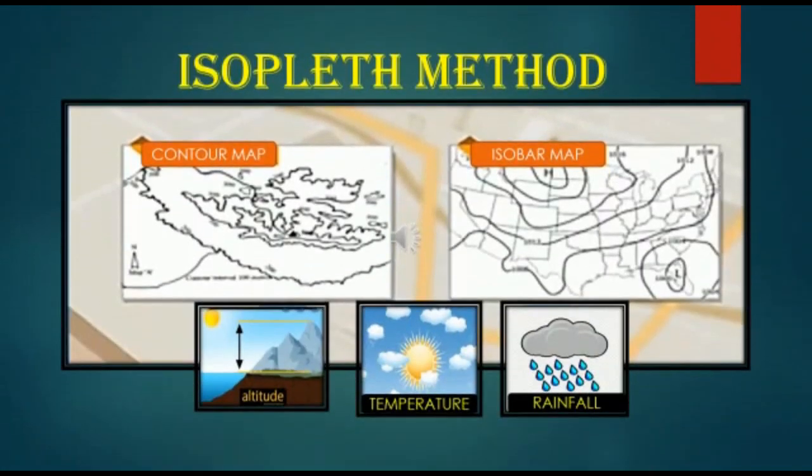In contour maps and isobar maps, distribution is shown with the help of lines showing equal values when the distribution of a variable is continuous. For example, altitude, temperature, rainfall, etc. The isopleth method is used to show this distribution.